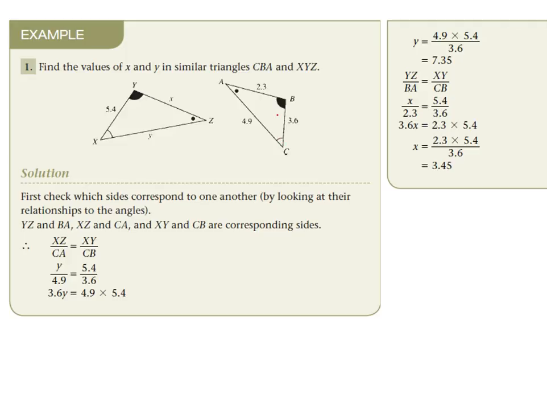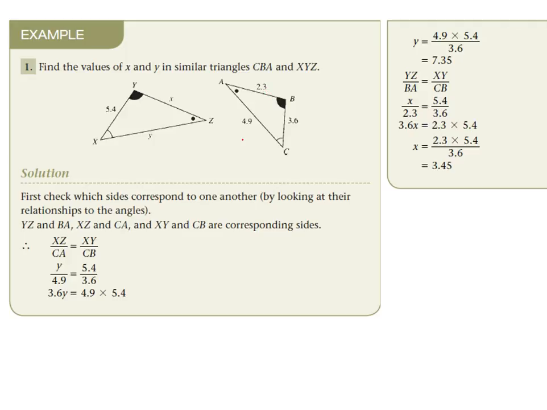Now then, the side that's corresponding to 5.4 then is actually 3.6. It's between the dark and unshaded, the shaded and unshaded angles, shaded, unshaded. So it's the side between those two angles. Y is between the dot and unshaded, so dot and unshaded, so it corresponds to the 4.9. The X corresponds to shaded and dot, so shaded and dot, so it corresponds to 2.3.